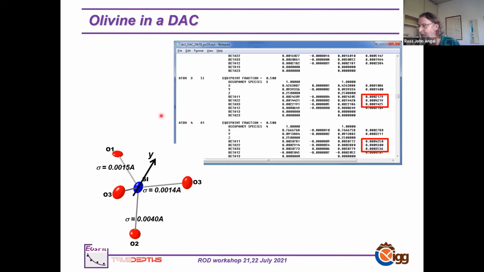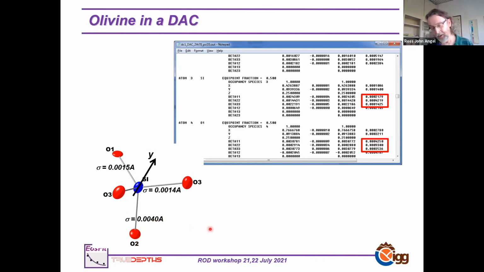You can see it when you do the refinement. We use betas in RFine, but they're like UIJs, apart from a factor. You can see the ESDs in the beta 22s. The U22s are much bigger than in the other directions. And the y-axis of the crystal is along this direction. This bond, which is subparallel to that direction, has one of the largest uncertainties.